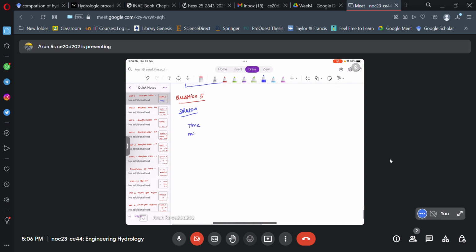So we are given time in minutes, depth of water in mm, and they are filling the water to the same level, and we need to determine the infiltration depth and the rate of infiltration.